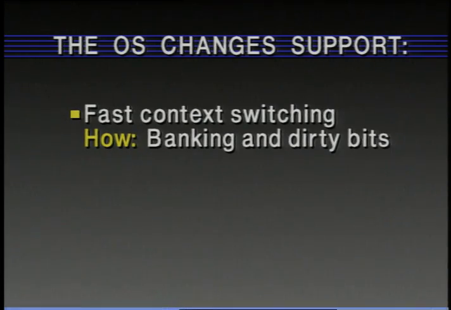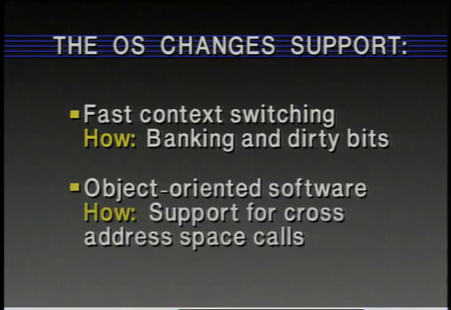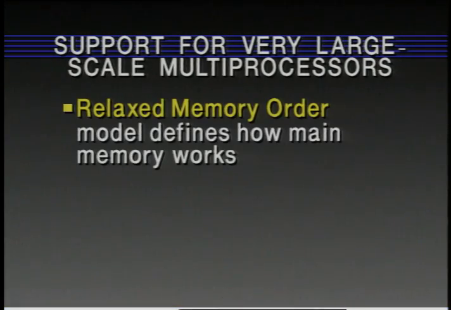We've provided for much faster context switching. We've done this both through the ability to do banking in the integer registers and providing dirty bits on the floating point register set. And we provided more support for object-oriented systems. One of the ways in which we've done this is to provide support for cross-address space calls more efficiently. We have also tried to provide support for very large-scale multiprocessors where you might want hundreds or thousands of processors working together. And one of the things we have done is to define an additional relaxed memory order memory model. This again defines exactly how main memory works when a large number of processors are involved.